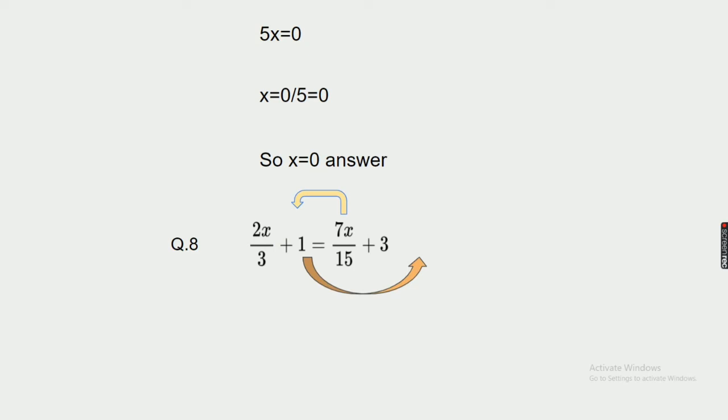But when 7x would be transposed to the left hand side, its sign would be changed. So, we got 2x upon 3 minus 7x upon 15 is equal to 3, 1 changed into minus 1. We got 3 minus 1. 3 minus 1 is equal to 2. So, we got 2x upon 3 minus 7x upon 15.